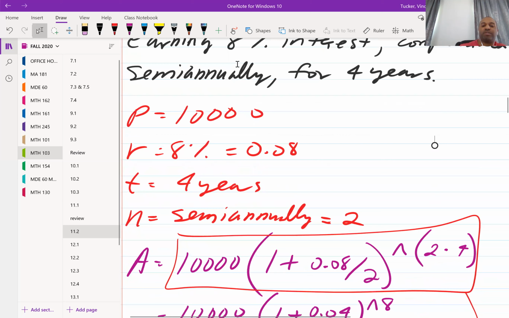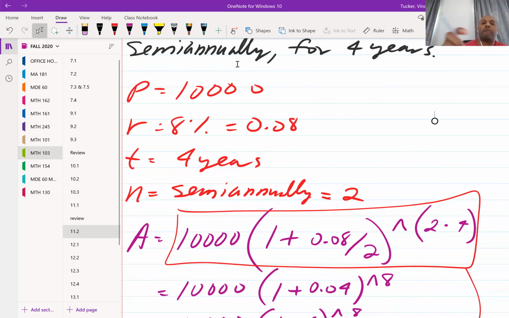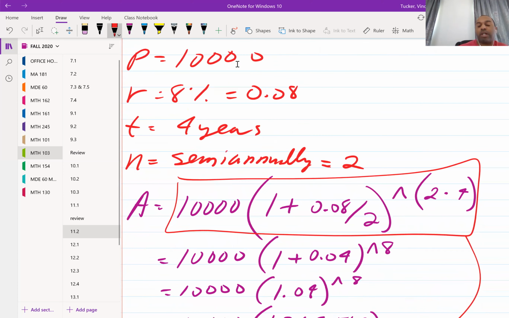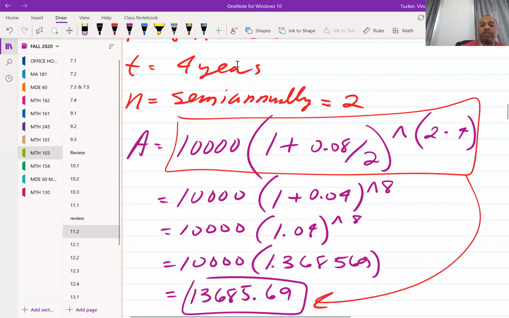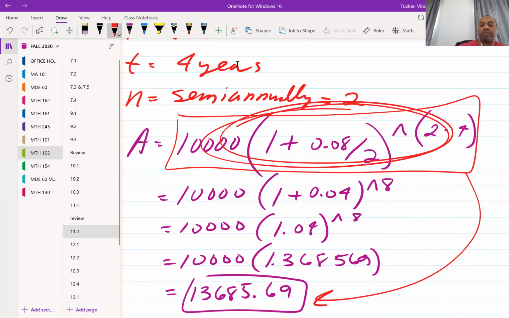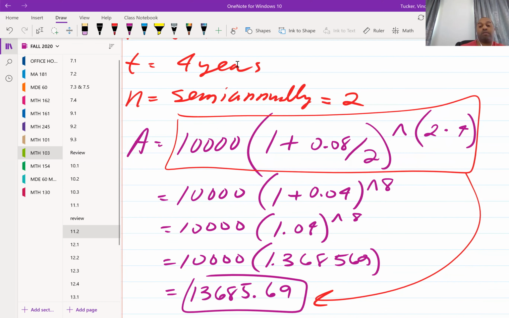All right, so plug it into the formula. Now, once again, if you have the calculator, you can just plug it into the calculator just like this, and that'll be all you need to do. But if not, you have to do it in pieces. 2 times 4 is 8. Dividing this 0.08 by 2 will give you 0.04. Add those together and then multiply by 10,000. So once again, it would be more beneficial for you to be able to do this in your calculator, cut down on steps, and prevent some mistakes. But if not, then you have to do it in steps.